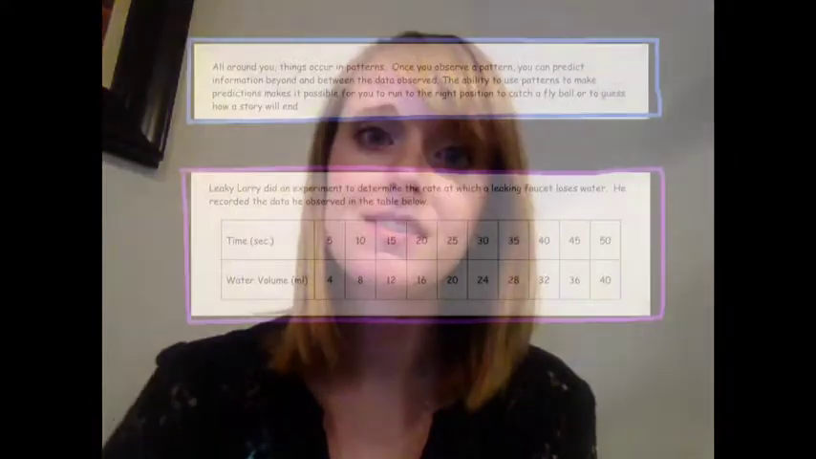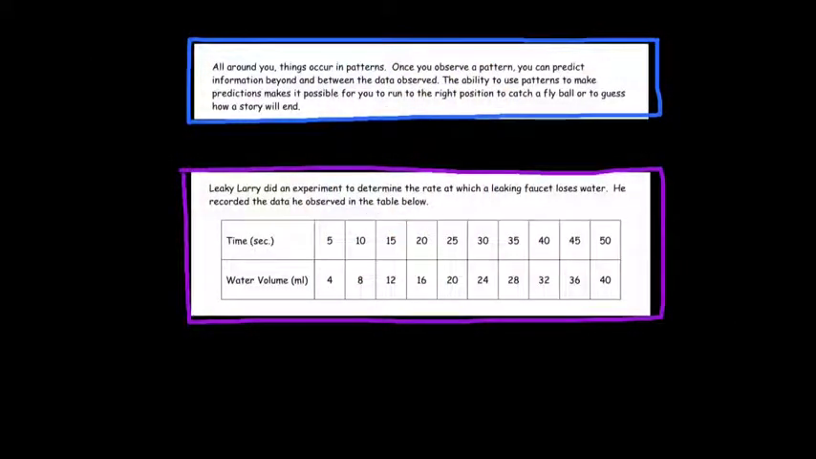We discovered in the last video that there are patterns all around us and everything in the world really exists in some sort of a relationship. Once you observe a pattern, you can predict the information beyond and between the data observed. The ability to use patterns to make predictions makes it possible for you to run to the right position to catch a ball or to guess how a story will end.